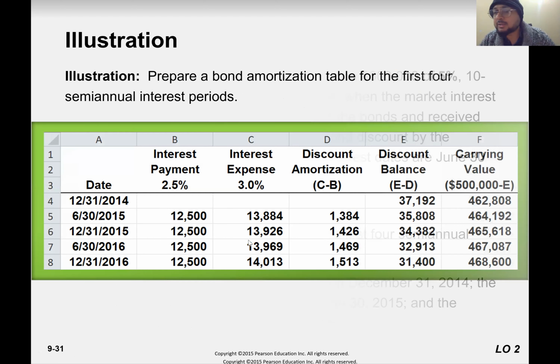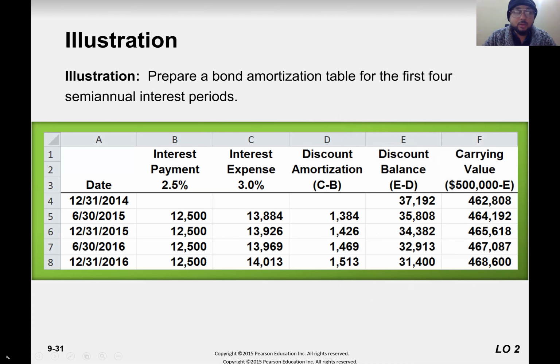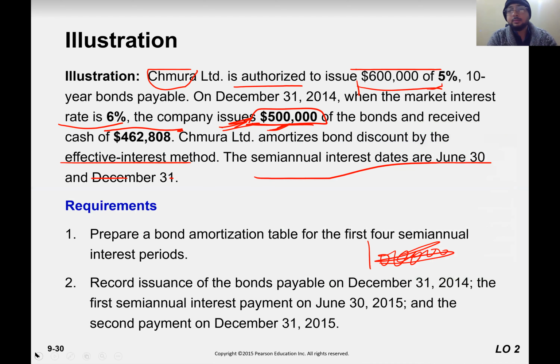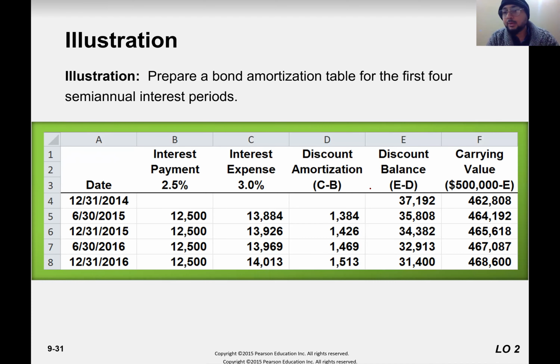Okay, so for bond amortization, you are already given the values here, 462,808 and 500,000. The difference is called discount. So you write down the discount, and you make the amortization table here as well. So the discount is 37,192 and 462,808 is the value here.